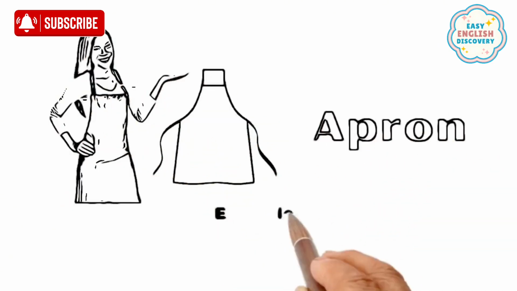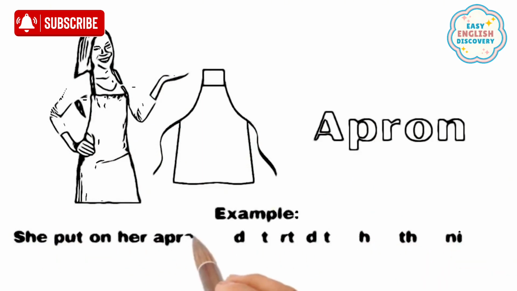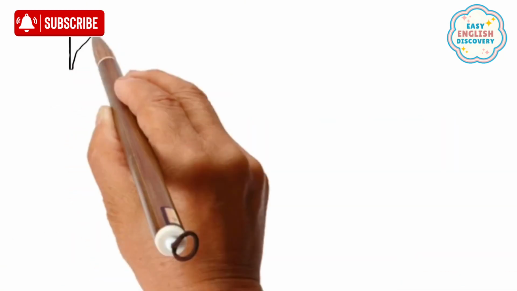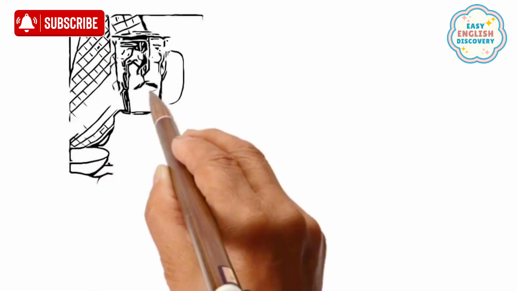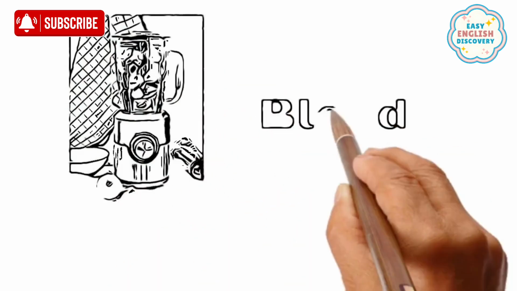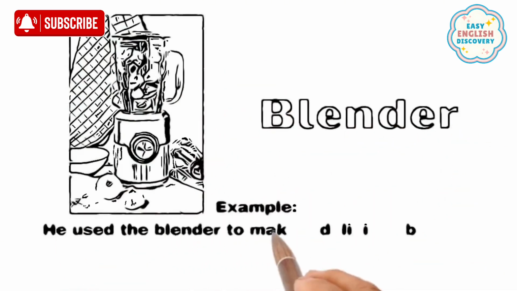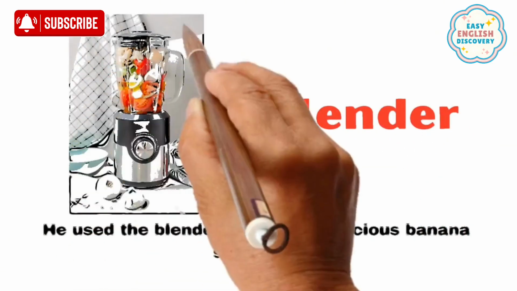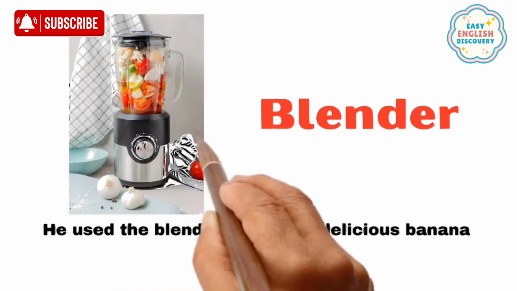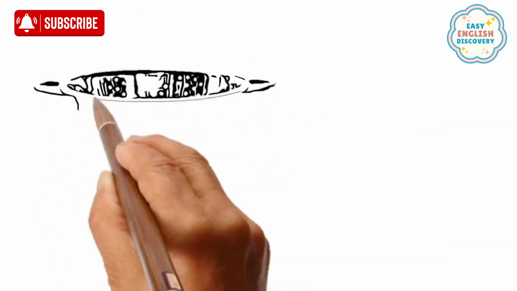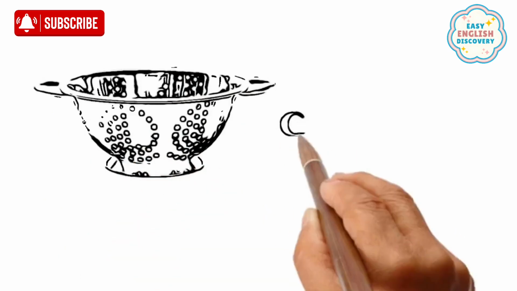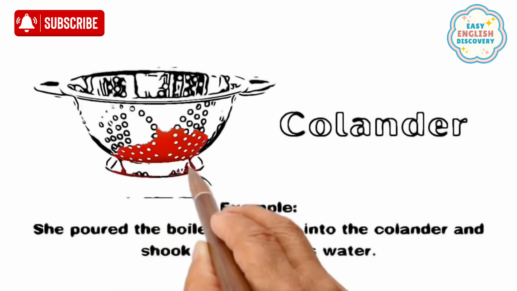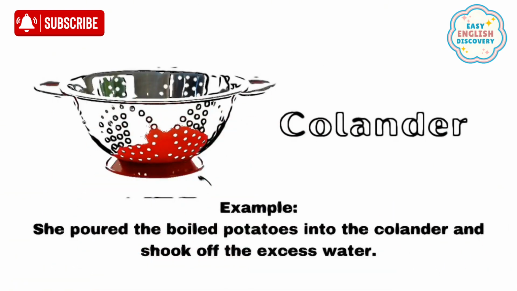Apron. Example, she put on her apron and started to chop the onions. Blender. Example, he used the blender to make a delicious banana smoothie. Colander. Example, she poured the boiled potatoes into the colander and shook off the excess water.